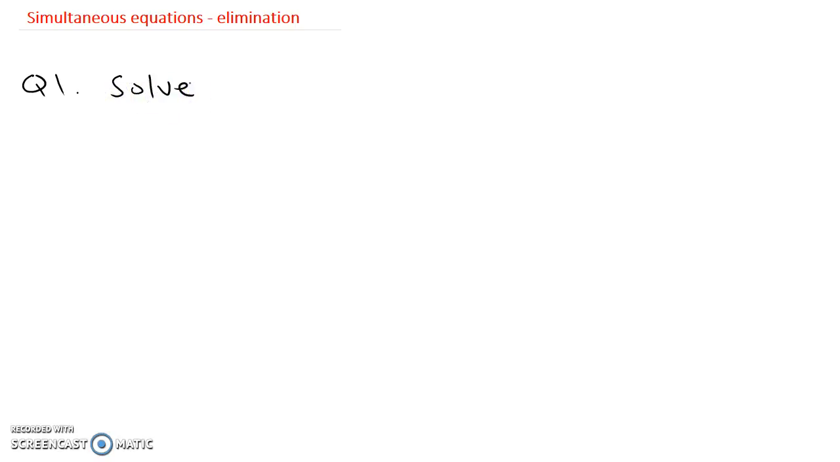Solve x plus y equals 7 and 5x minus y equals 5. And I'll write down here by elimination.